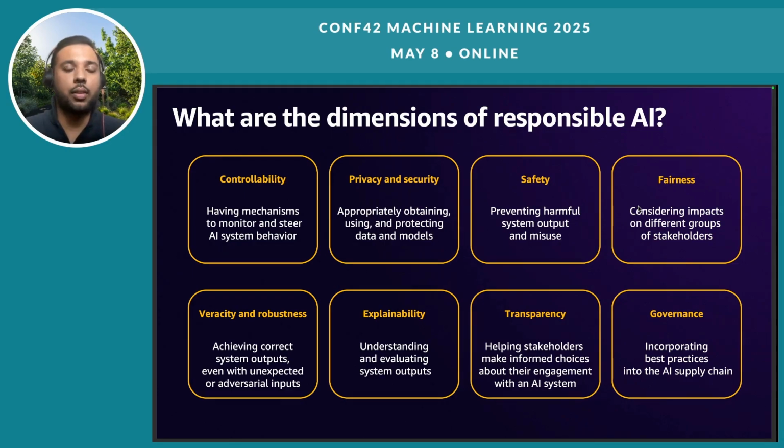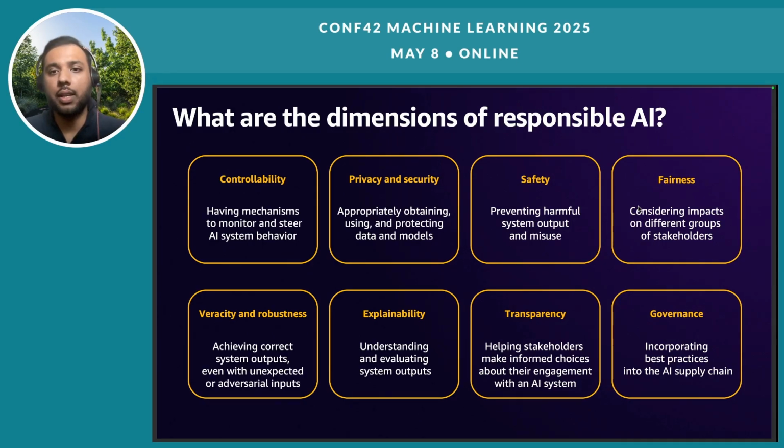Let's start with controllability. As you can probably understand from the name itself, it's the ability to have mechanisms to monitor and steer the AI system behavior. Privacy and security is about appropriately obtaining, using, and protecting data and models. Are you following the right regulations? If you come under the financial services industry, are you following the compliance frameworks, and are your end users and customers aware of the security risks, things like that.